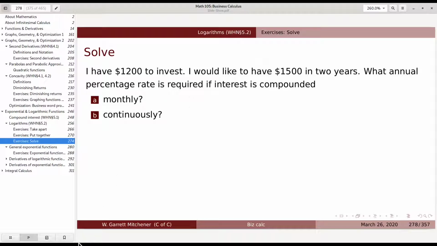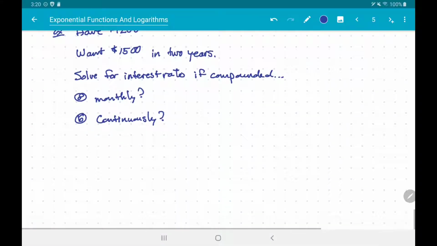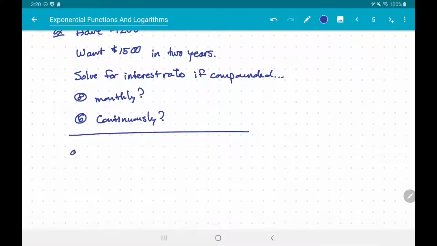Okay, here's a summary of the problem. We have $1,200, we want $1,500 in 2 years. We need to solve for the interest rate if compounded monthly or continuously. Okay, well, to solve part A, monthly is periodic compounding. That means you need to recall the formula for periodic compound interest.